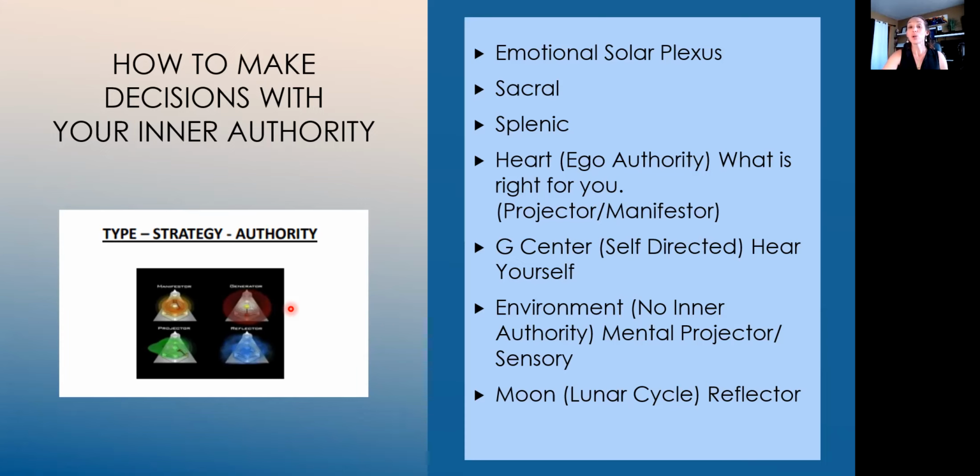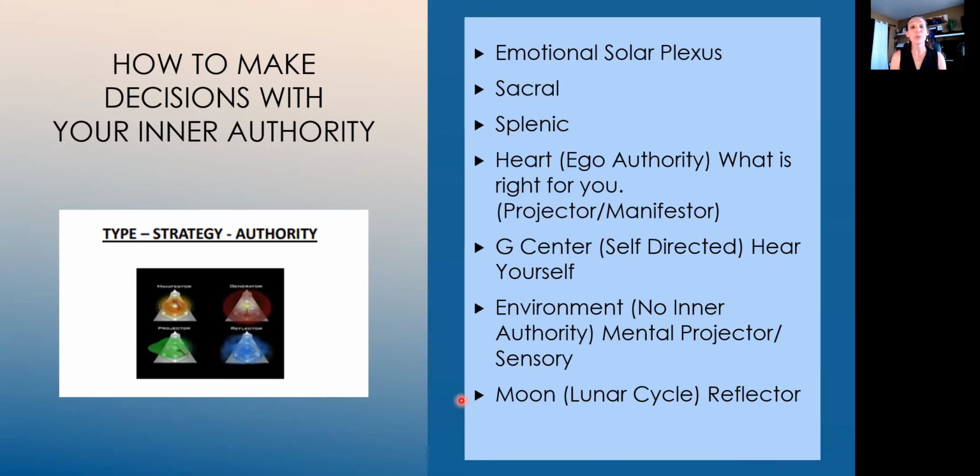Know that there are multiple types of inner authorities. On the right-hand side here, you can see multiple different types of inner authorities. There's the emotional solar plexus, sacral, splenic, the heart, the G center, the environmental, and then there's the moon, which is very specific to just the reflectors. The reflectors are 1% of the population, and reflectors get to wait an entire 28-day cycle in order to make sure they make decisions that are right for them.